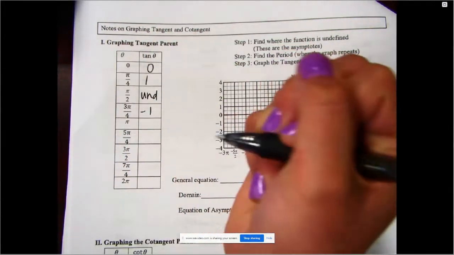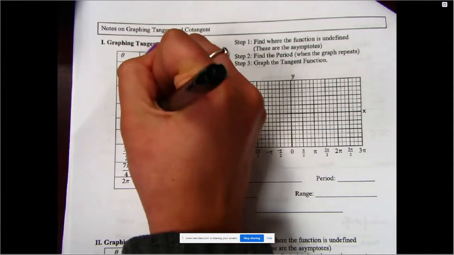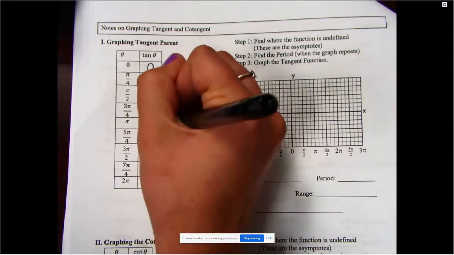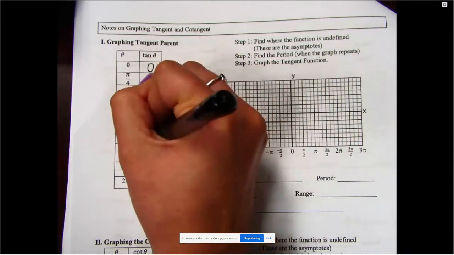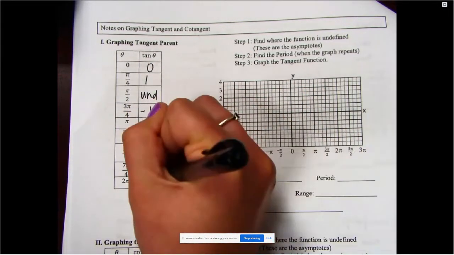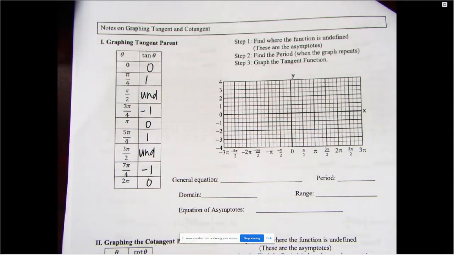Welcome back. Let's check our table. -1, 0, 1, undefined, -1, 0. I think that's right. Looks right to me. Okay, so now we're going to graph these.